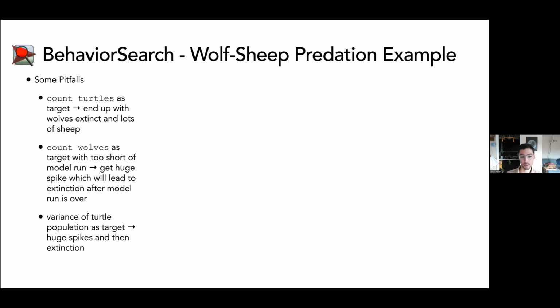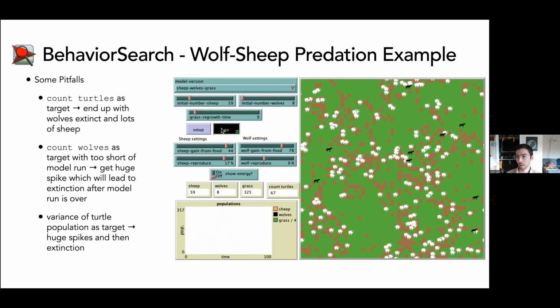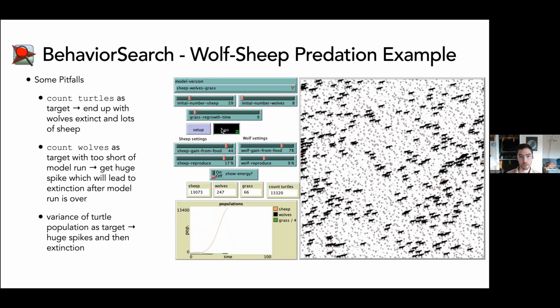I also tried doing the variance of the turtle population, because I thought maybe I'd get a cyclical pattern there. But that also just led to huge spikes and then extinctions. So finding the right target can often be tricky. And yeah, I just showed this.